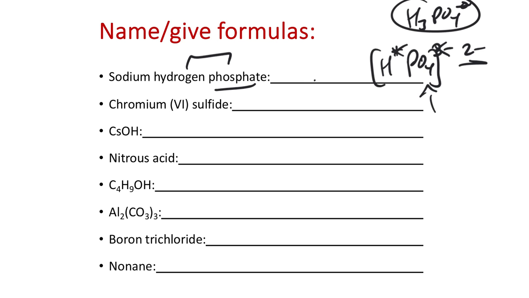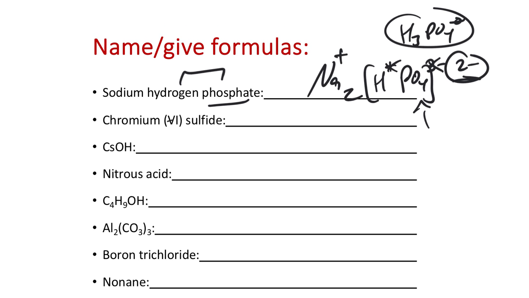And so if we have sodium as our counter ion, sodium plus to the 2 minus, how many sodiums do we need? 2. So we need 2 pluses to balance out the 2 minus. So Na2HPO4 would be sodium hydrogen phosphate.